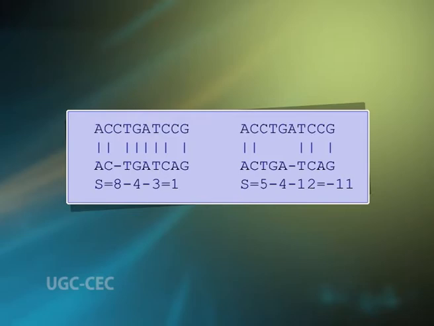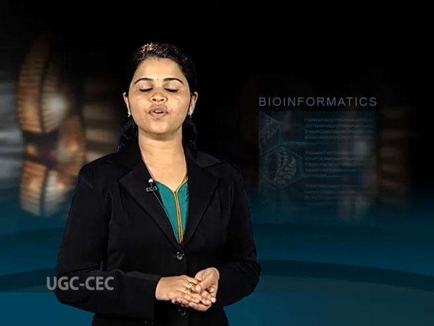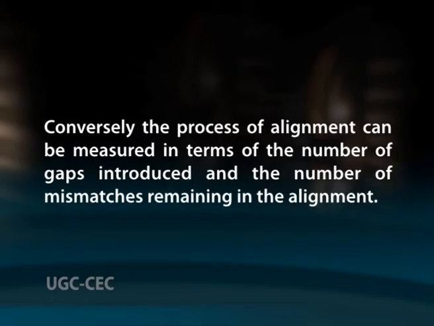In the second potential alignment, there are 5 matches, +5, 4 mismatches, -12, and one site aligned with a gap, -4, for a total score of -11. In this elementary example, the score increases when more identical residues have been aligned. Conversely, the process of alignment can be measured in terms of the number of gaps introduced and the number of mismatches remaining in the alignment.